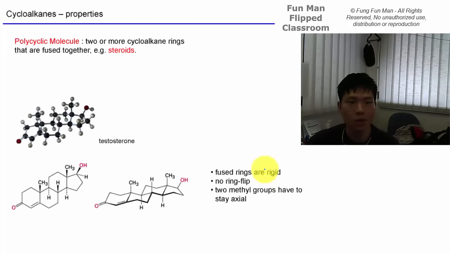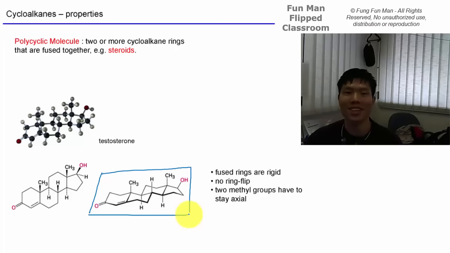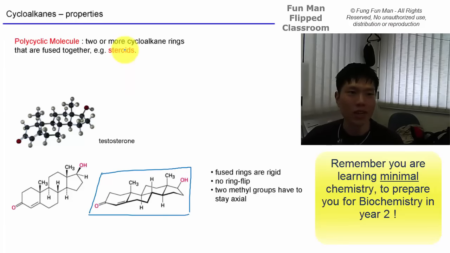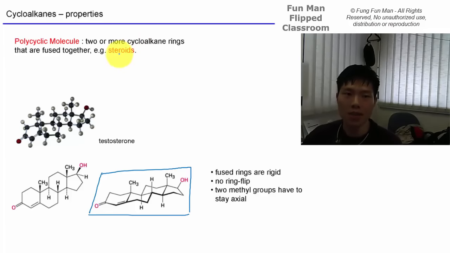For polycyclic molecules, at your level you don't have to draw this for me, but for chemistry majors, your friends, they have to. It's challenging, but it's very fun. So let me emphasize that polycyclic molecules or cycloalkanes are found in steroids, that's found in us, hormones. There are fused rings that are very rigid, totally no ring flip allowed, no matter how much energy you have. So these methyl groups here must stay axial all the time. They have no choice.